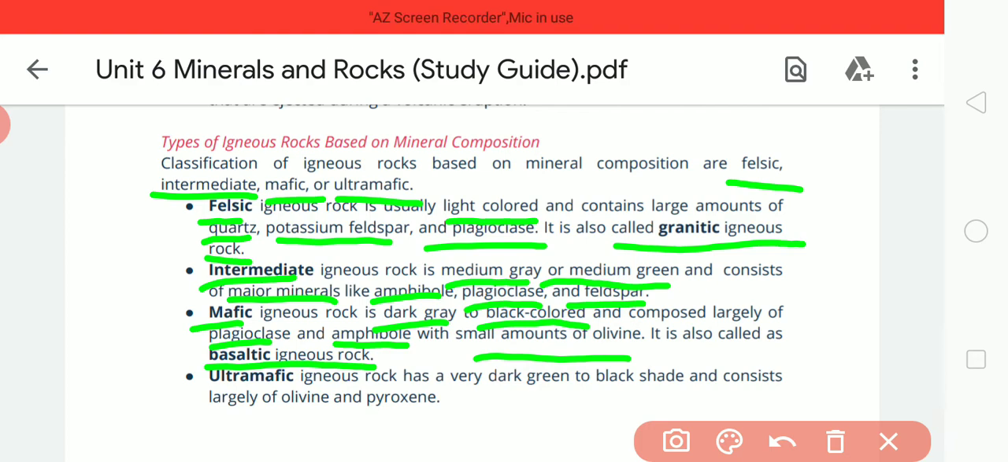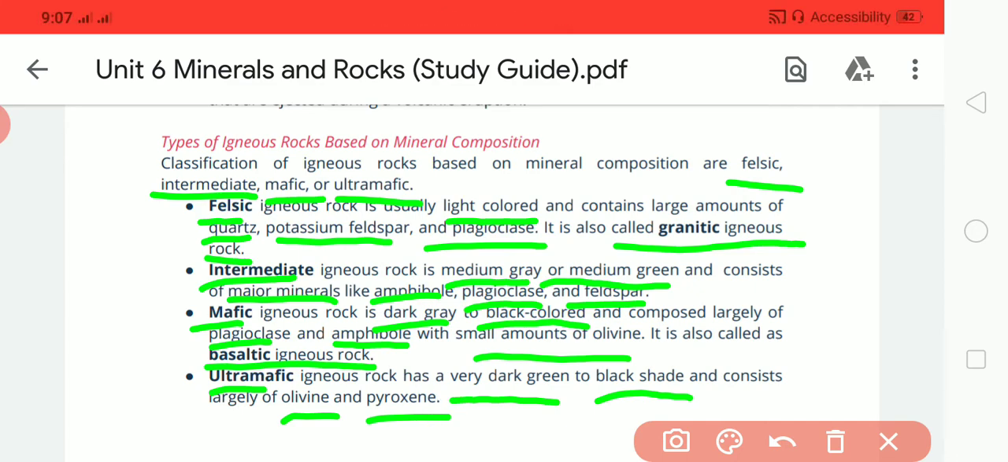They have dark gray to black colored mineral composition, or black colored minerals. Now the next one is ultramafic. Ultramafic igneous rock has a very dark green to black shade and consists largely of olivine and pyroxene.